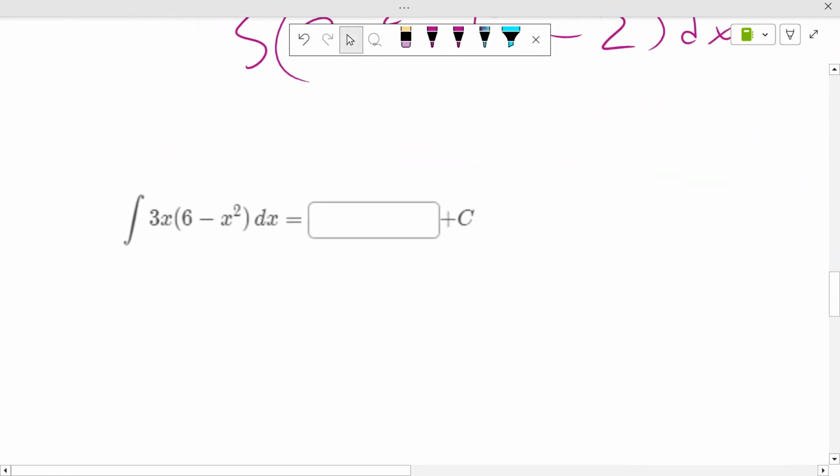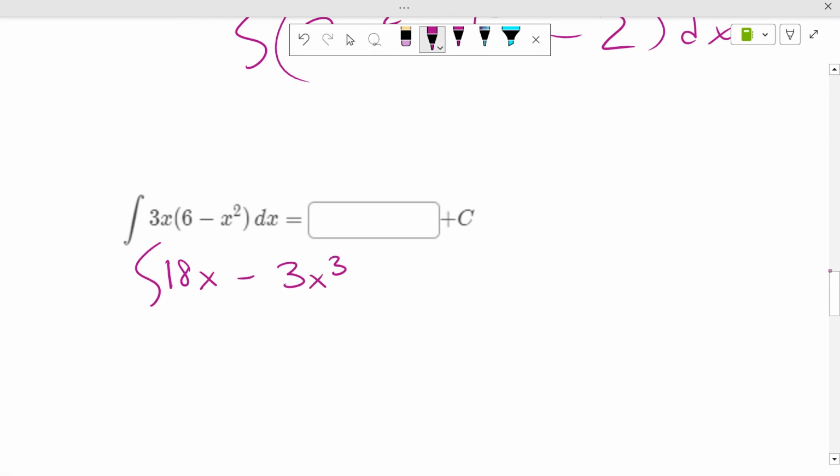On this one, what would you do first? Distribute. You guys are on the ball. So it's the integral of 18x minus 3x to the third. Integrate it. How do you integrate 18x? 9x squared, because it becomes x squared. What times 2 is 18? 9 is. Minus, and this is x to the fourth. How do we get a 3 in front? 3/4.